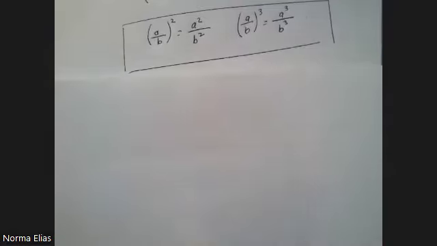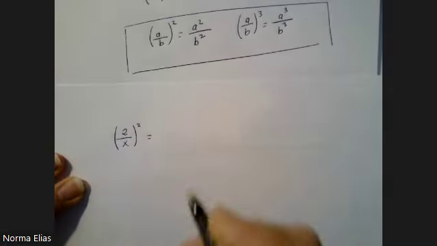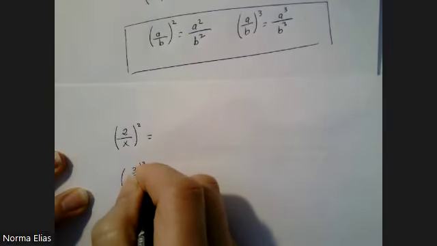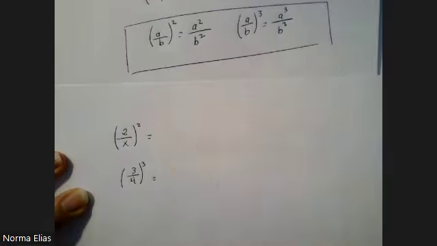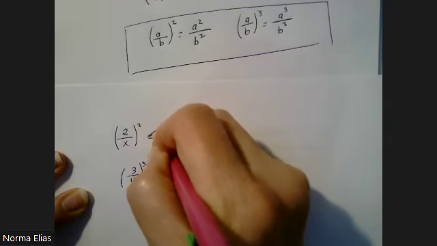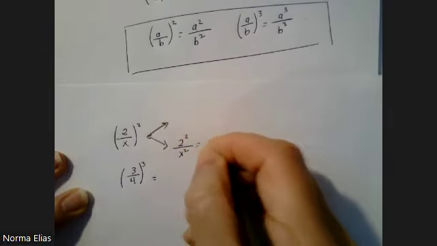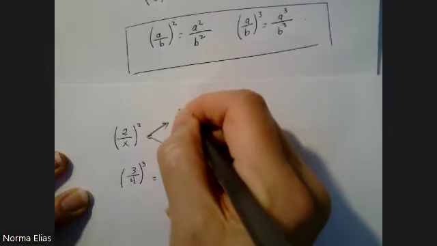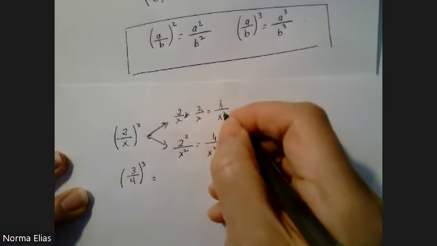So let us say, suppose I tell you to simplify the following expression: 2 over x, the whole thing to the power 2. This is equal to what? You either memorize the rule, it's 2 squared over x squared. It means 4 over x squared. And if you ever forget it, you say this is 2 over x times 2 over x. And we should always know how to multiply fractions, which gives 4 over x squared.